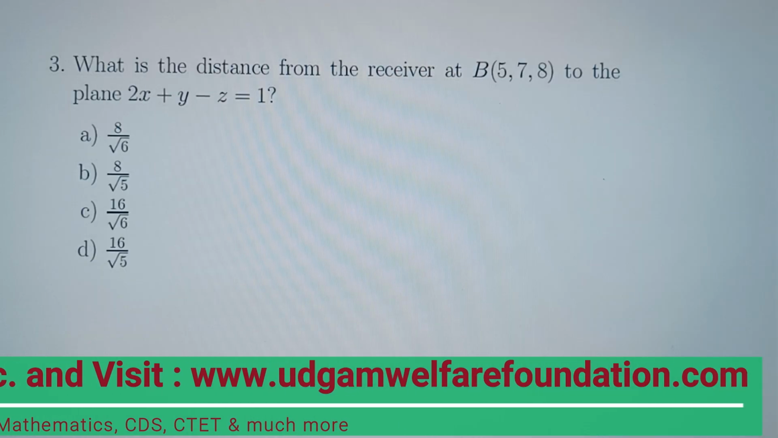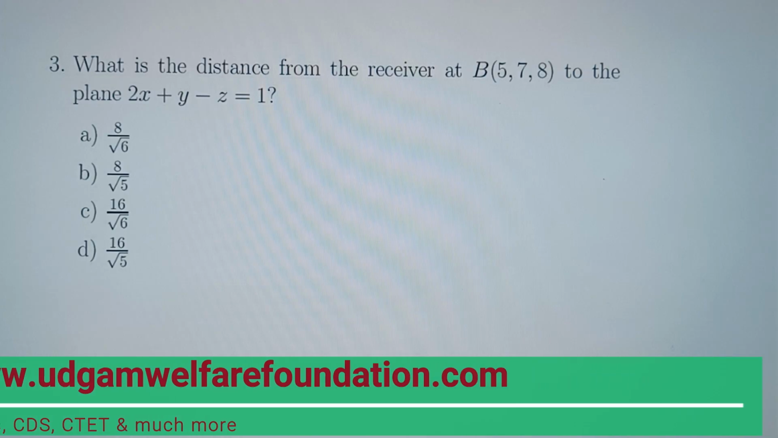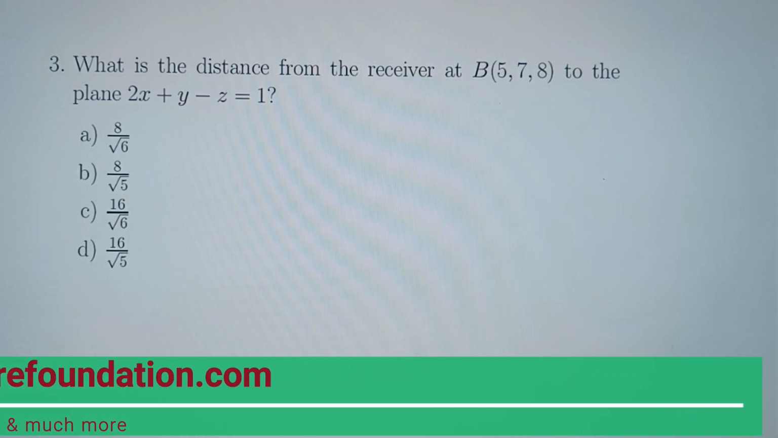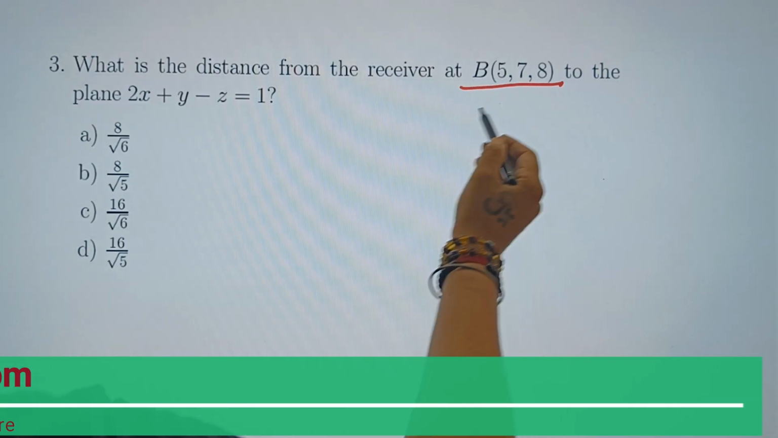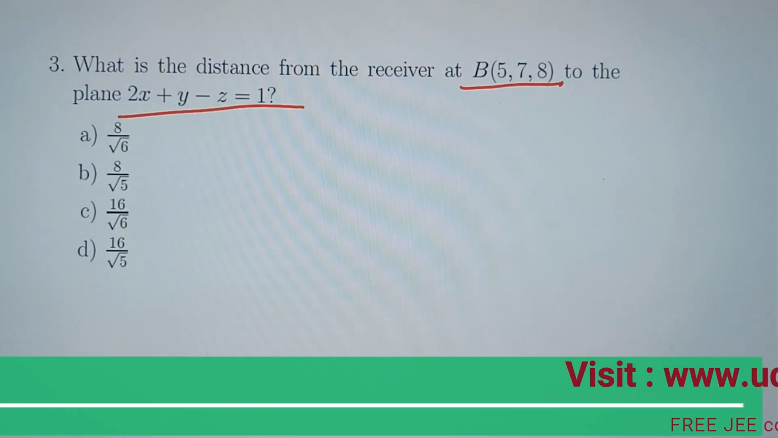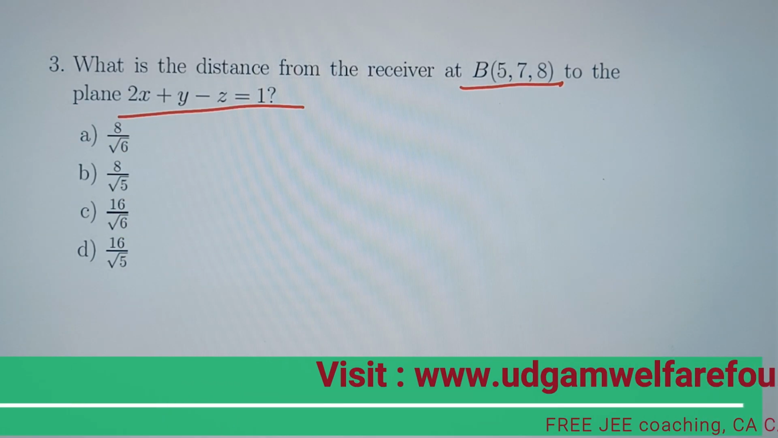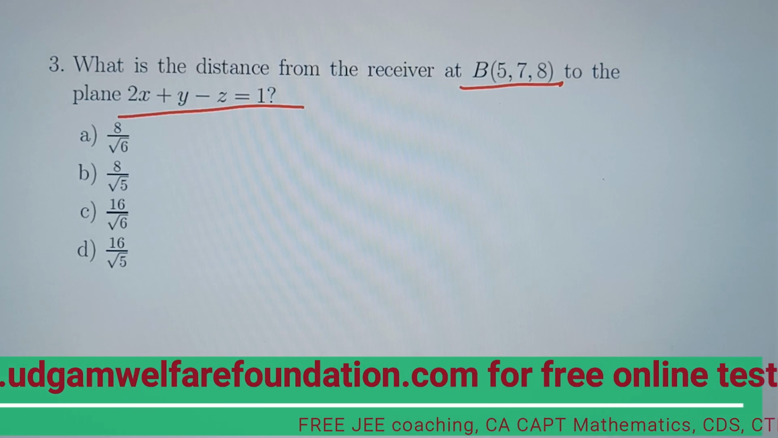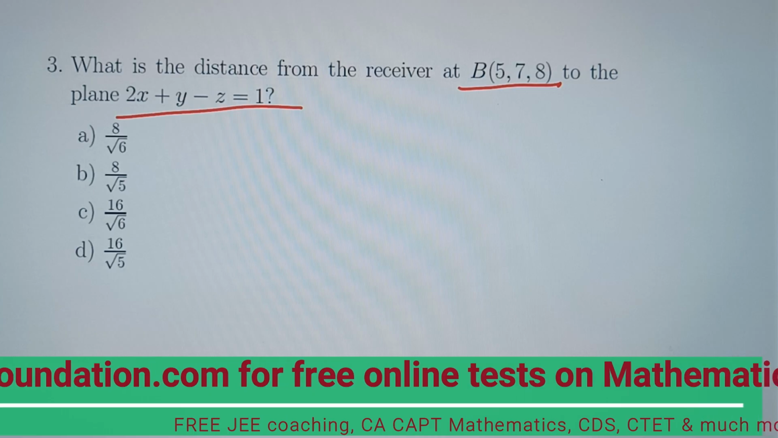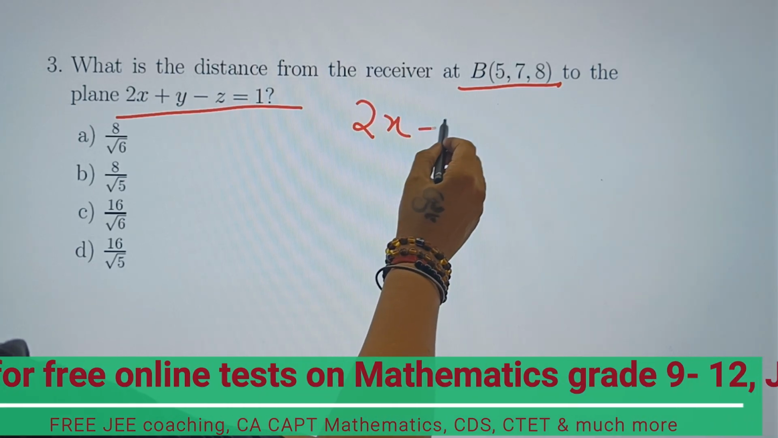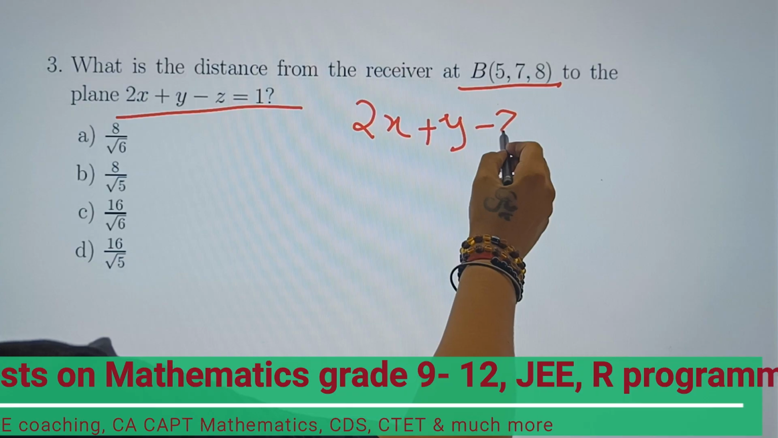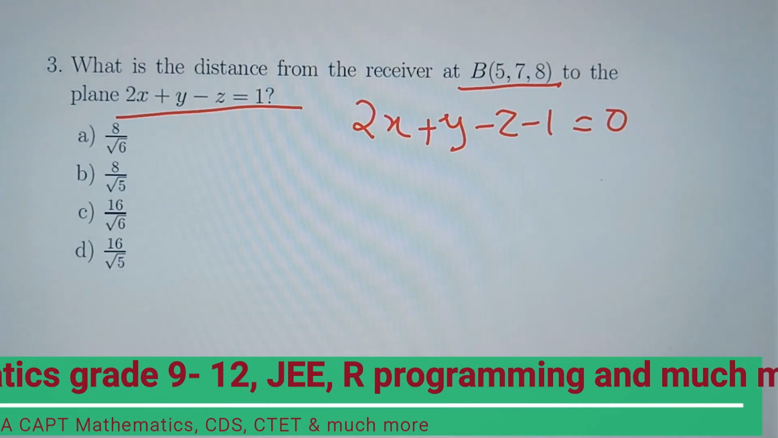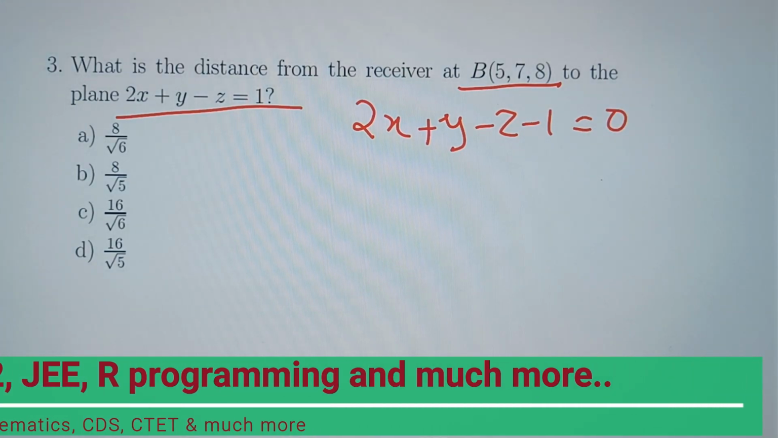So here comes our question number 3, which states: what is the distance from the receiver at this particular point to the plane? So this means we need to find the distance of a point from a plane. First, let us write the equation of the plane like this: 2x plus y minus z minus 1 is equal to 0.